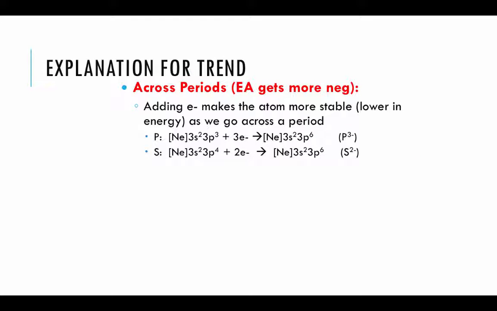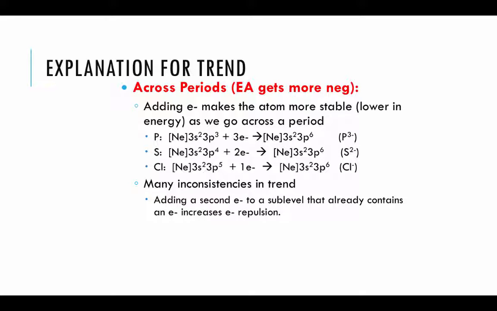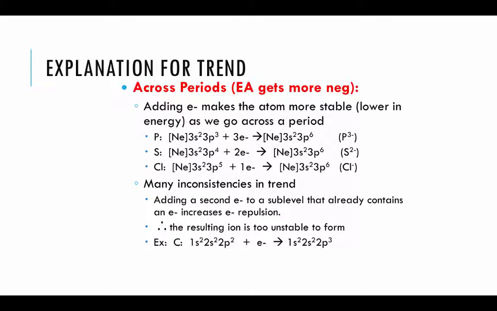Explaining this trend, as we go across a period, adding electrons makes the atom more stable or lower in energy. Therefore, electron affinity becomes more negative or a larger magnitude. An example is shown here between phosphorus, sulfur, and chlorine. As we mentioned, there's many inconsistencies in this trend. One of the reasons is adding a second electron to a sublevel that already contains an electron will increase electron repulsion. Therefore, the resulting ion will be too unstable to form.